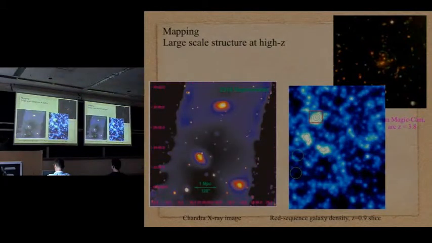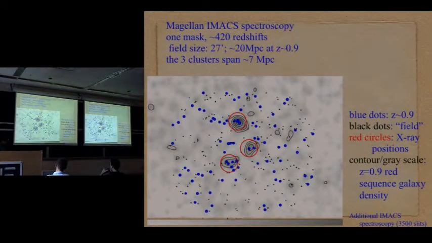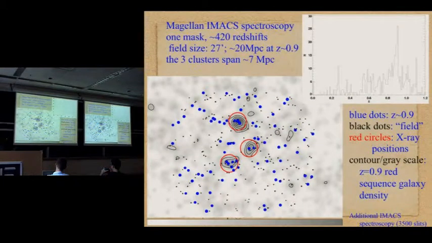And if you look at it in Chandra X-ray, what you find is that these three peaks correspond to 3 other clusters. And this is actually spectroscopy data using IMACS on Magellan, doing a 27-minute field where we used about 700 slits and got about 400 redshifts, of which about 100 all sit at redshift 0.9. And you can see that the 3 X-ray sources are in fact clustered at the same redshift, and the large scale structure is being mapped out at redshift 0.9.